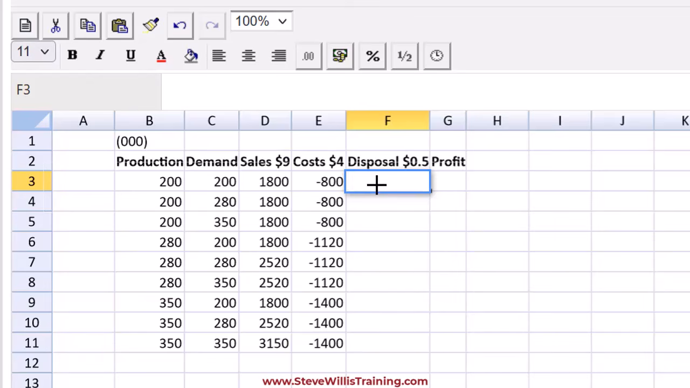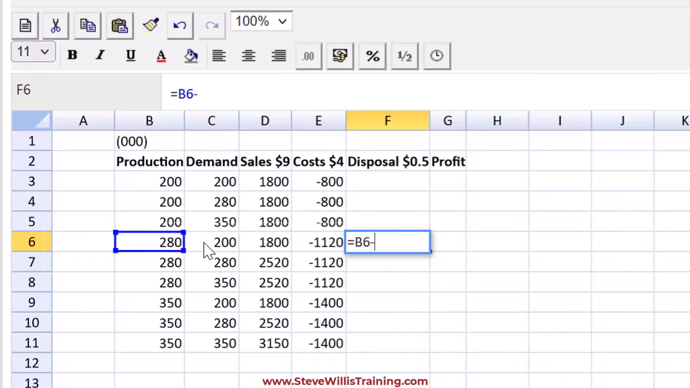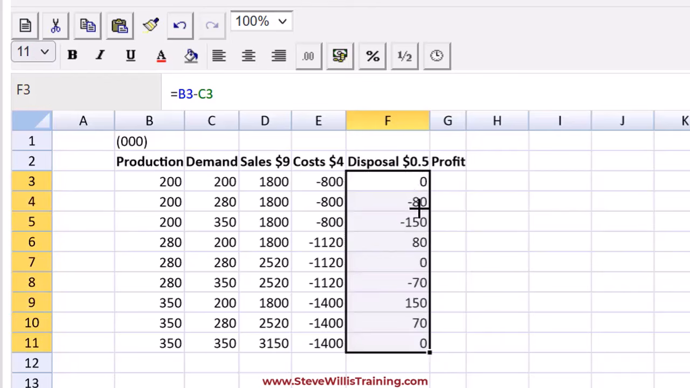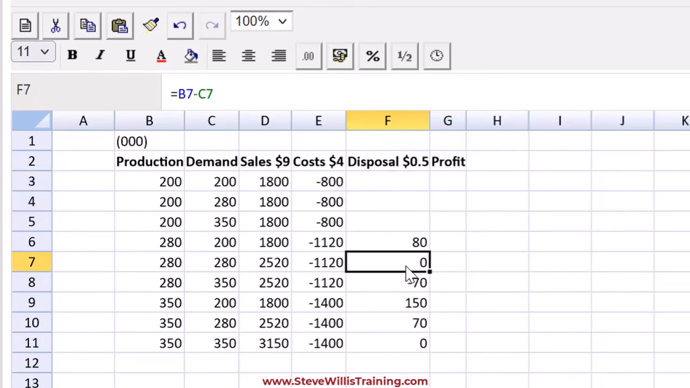I'm just going to look through here and find where production is greater than demand. Okay? Now, if I wanted to, I could do it like this. Check this out. Equals production minus demand. If the number is greater than 0, then that's the situation. So I can just grab that down and look at this. I'm just going to delete anything that is not a positive number greater than 0.